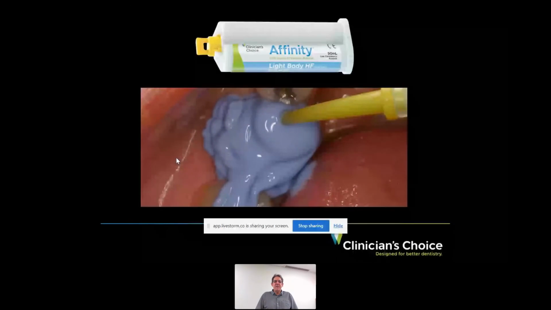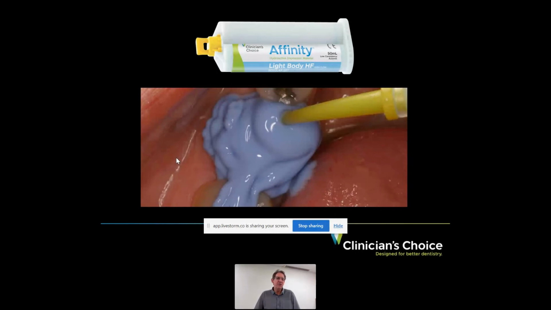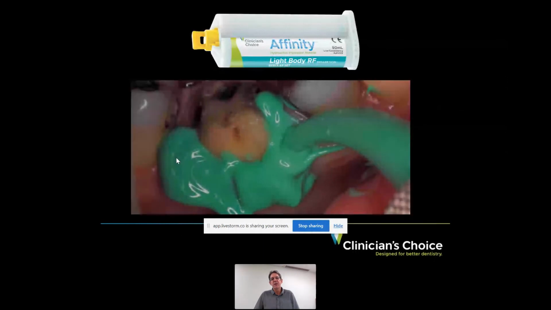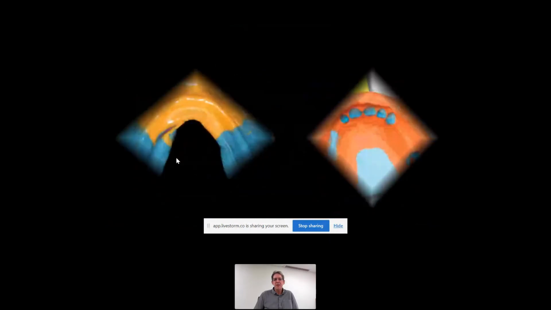Then, as I said, this is the light body high flow. This is the one that I would recommend that people use the majority of the time. Again, with the hydraulics of the tray material, this will just push the light body up into the sulcus to make sure you get a nice, accurate impression. However, there are some dentists that like to use their air syringe to blow the light body into the sulcus, and this is where we would recommend our light body regular flow. This is just a little bit more viscous material. I know that this technique is not used as much as it has been in the past, but there are some dentists who like to take their air syringe and blow that light body into the sulcus.